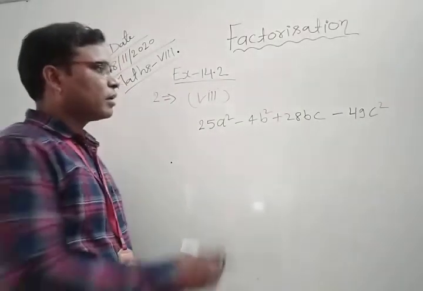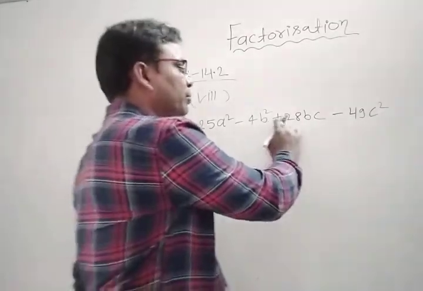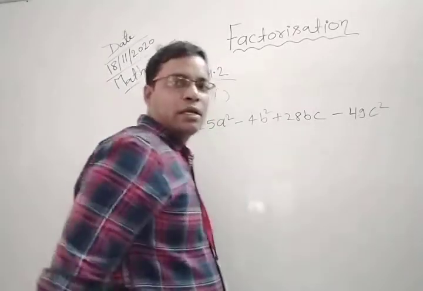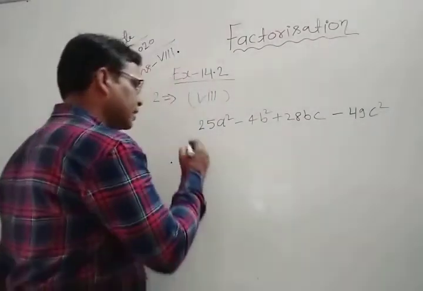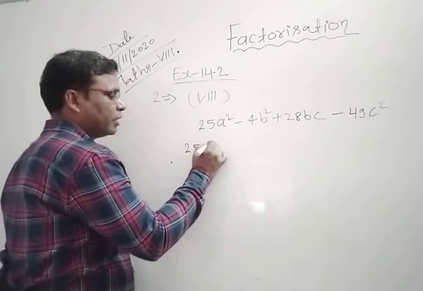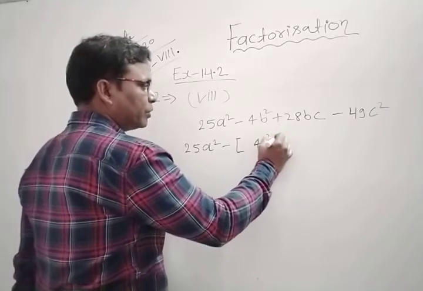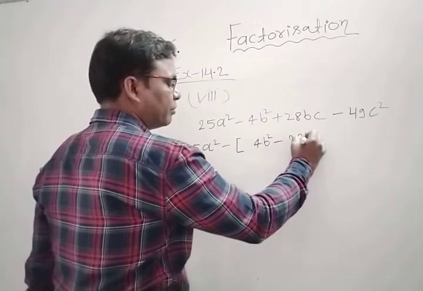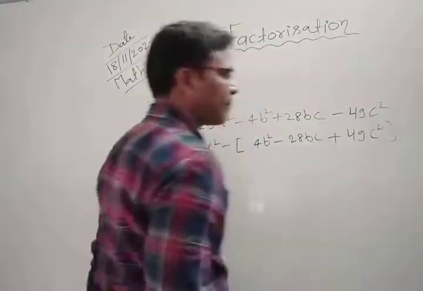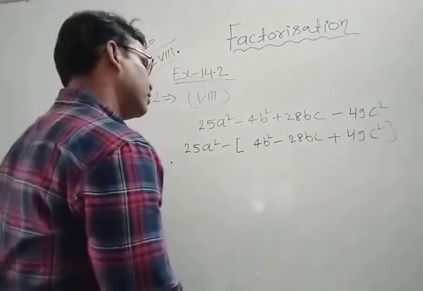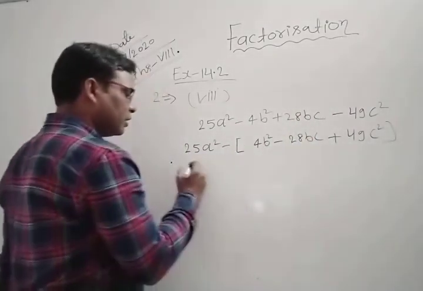So this is the given algebraic expression of this part: 25a square minus 4b square plus 28bc minus 49c square. We need to find the factors of the given expression. So you can write it like this: 25a square minus, here you can take a bracket, 4b square minus 28bc plus 49c square. Clear? Now when you open this bracket, it becomes minus, it becomes plus, it becomes minus.